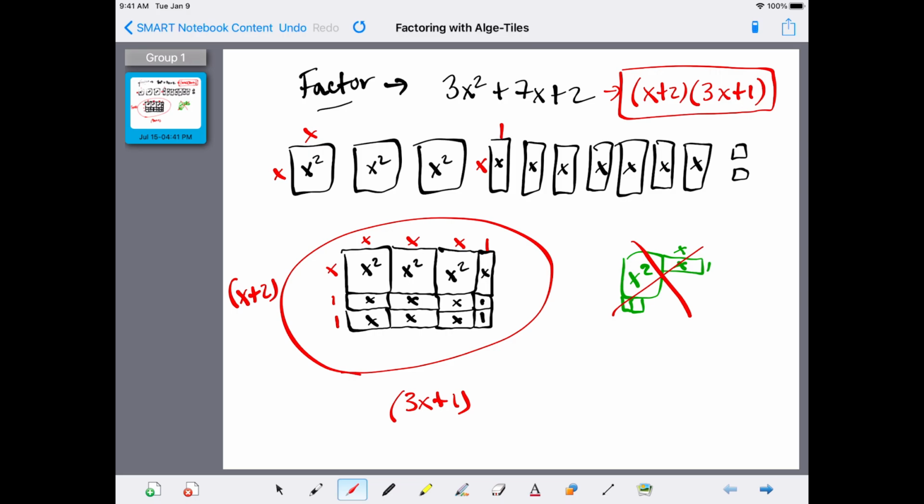And again, I told you, once you learn how to do it algebraically, then you'll be able to verify either method by using the other method. So hopefully that helps, and hopefully that makes sense. Enjoy.